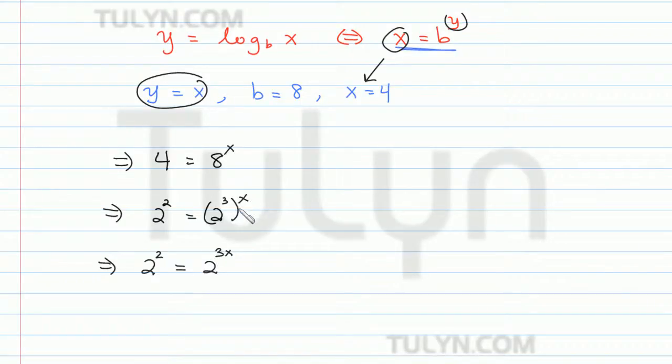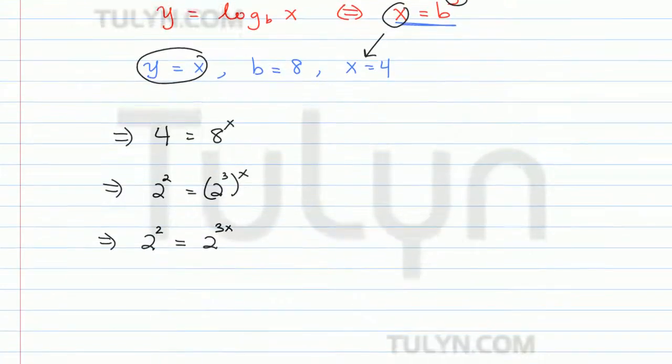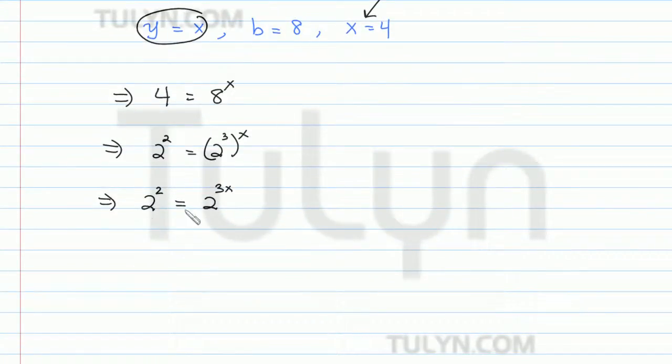This is just using the properties of exponents, where if you take a power to a power, you just multiply the exponents. So now notice this equation. We have 2 squared is equal to 2 to the 3x. Now the only way these two can be equal, since the base is both 2, is if 2 is equal to 3x, right? It is if the exponents are equal to each other.